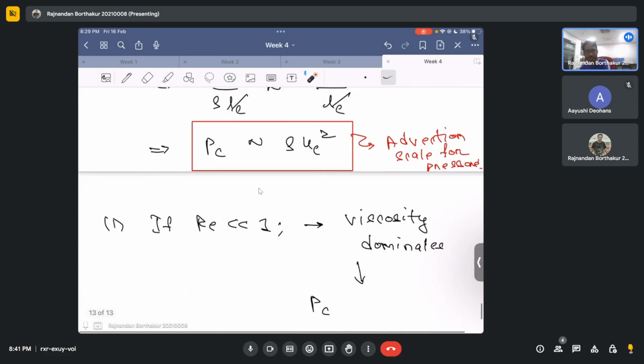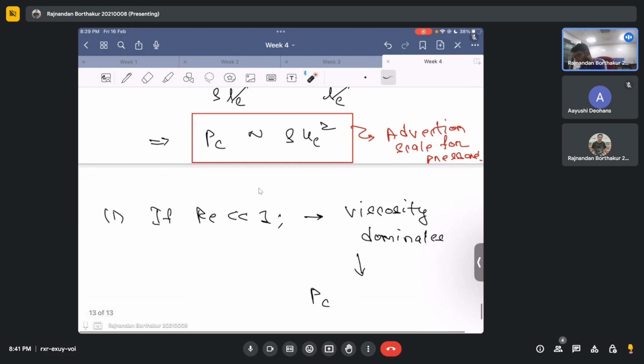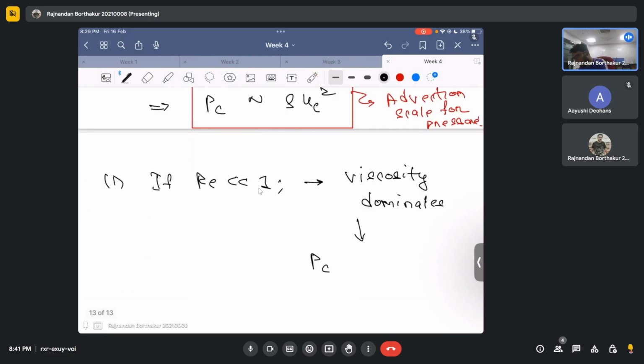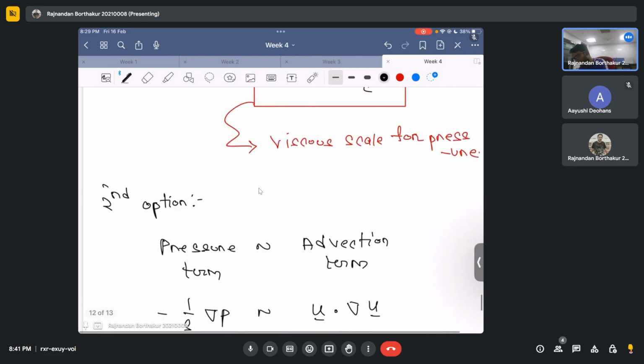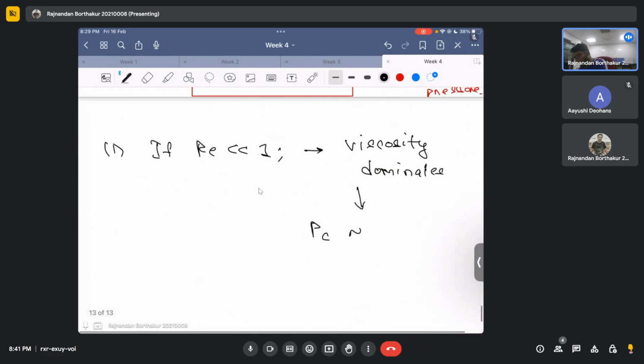This is pretty simple, right? It's just which term dominates over what, and this eventually gives us the scale for pressure. So if the Reynolds number is very much less than 1, PC would be the viscous scale, and this is nothing but mu UC by LC.